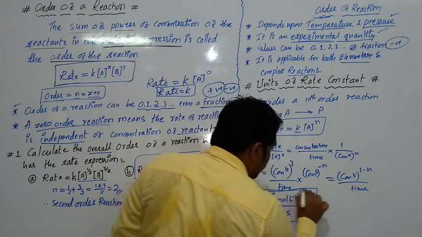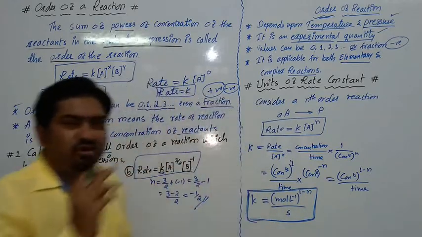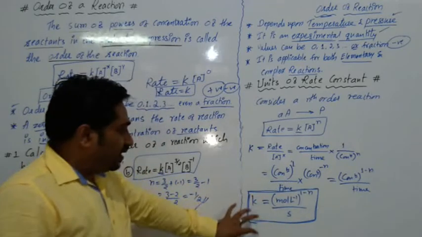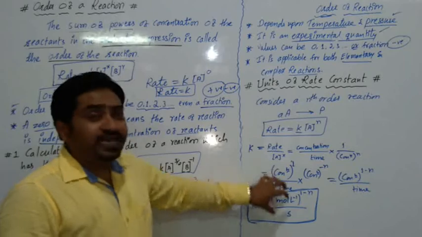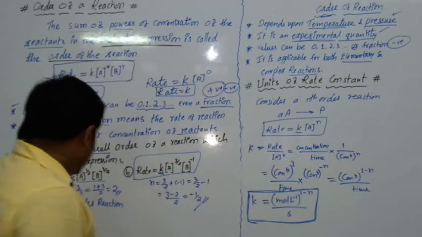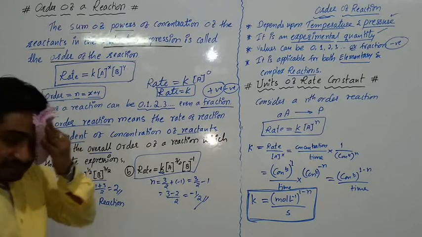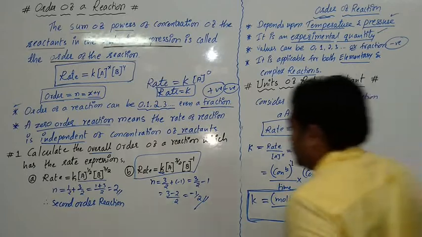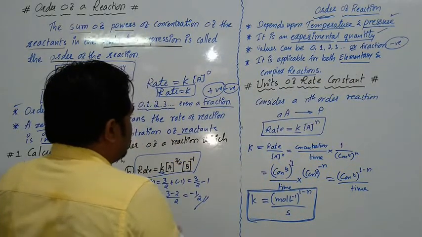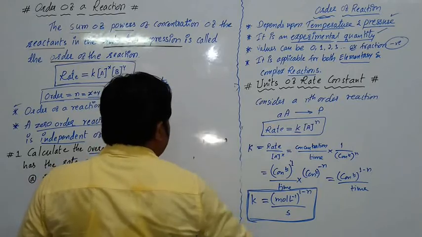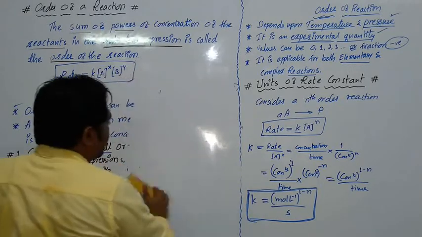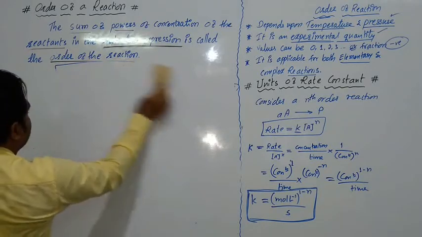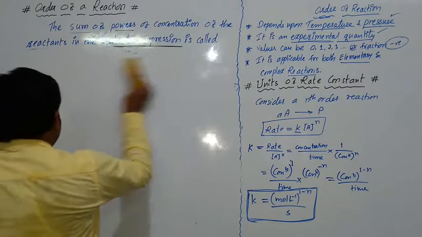By using this expression, we can derive the unit of the rate constant of any order reaction: zero order, first order, second order. We can calculate the unit for any order reaction by using this equation. Okay, so let us see how we can write it. By using this we can write the unit of rate constant for any order reaction. First let us take zero order reaction.